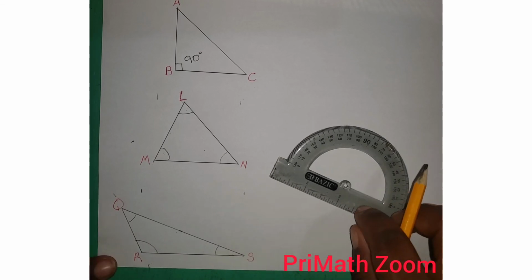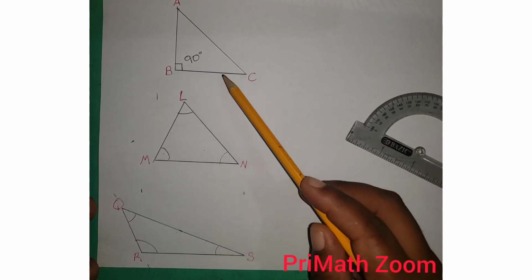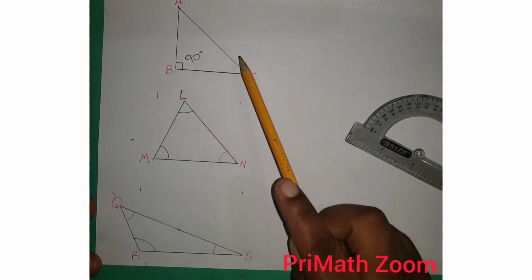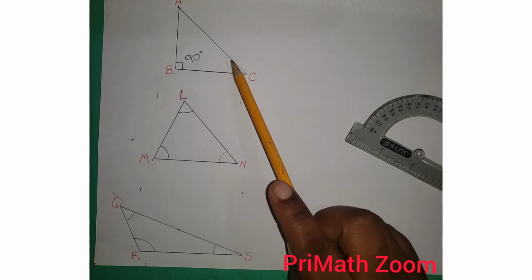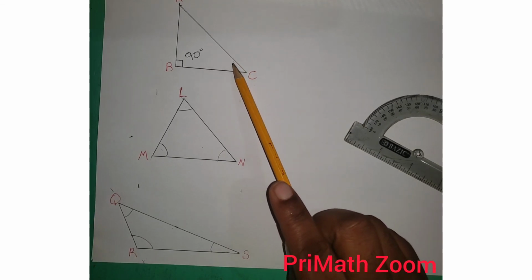So here we can say that of the three triangles, only one of these triangles has an angle that measures 90 degrees.